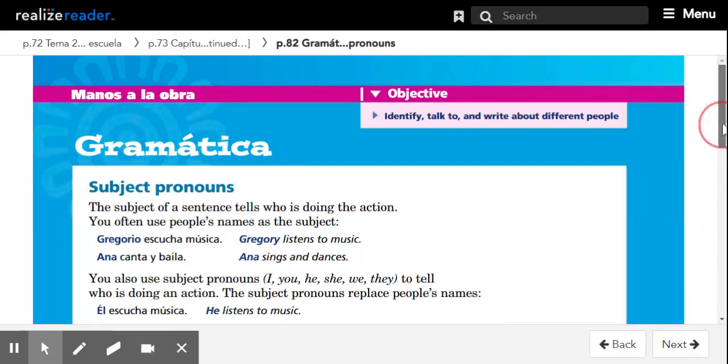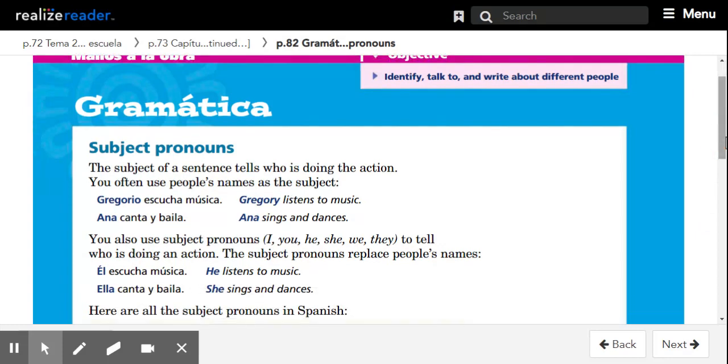Subject pronouns. The subject of a sentence tells who is doing the action of the sentence. In other words, the verb in the sentence, who is doing the action of that verb, is called the subject. A pronoun is a word that we use to replace a noun.